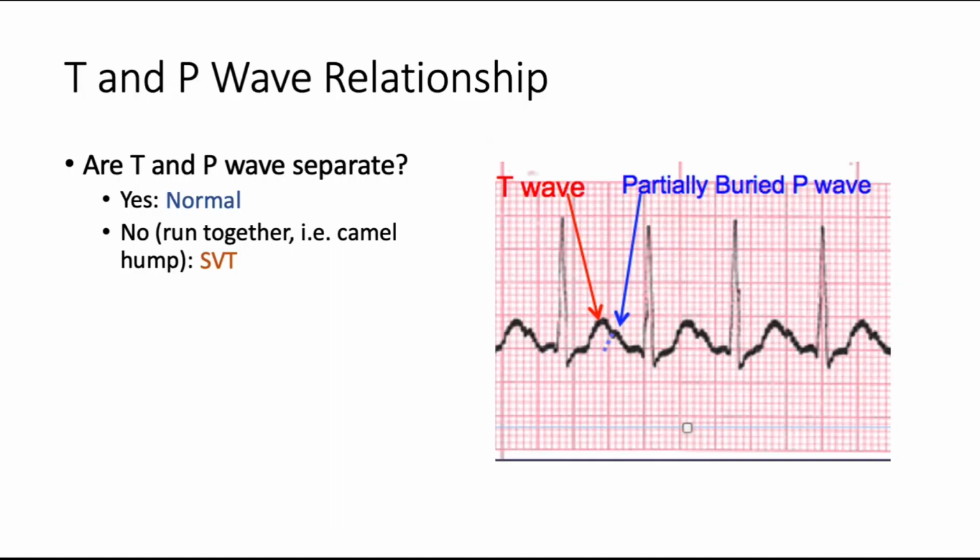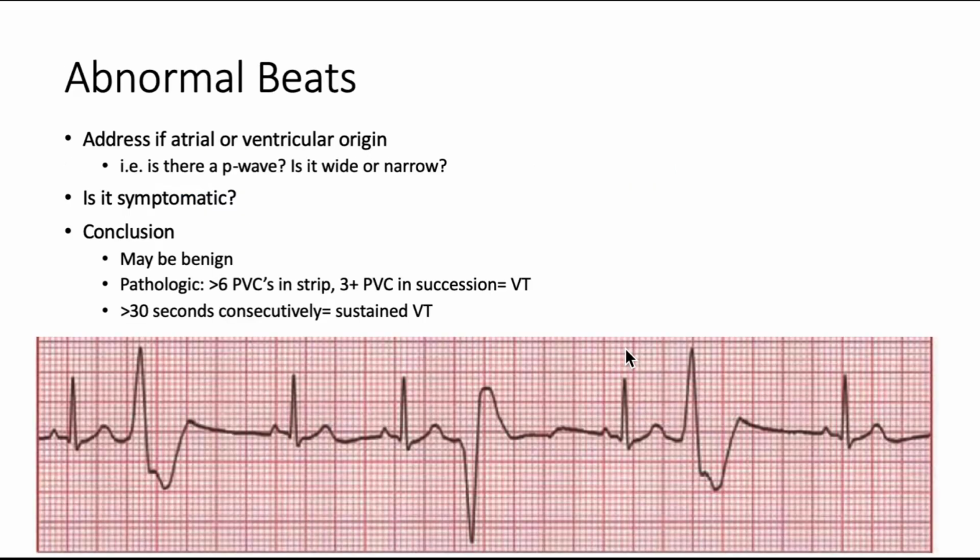The last thing that I'll say, and we've already touched on this, is make sure that the T wave and the P wave are separate. You want to look at their relationship to one another and determine, are they running together for one reason or another. Usually that little camel hump that we talked about, that buried P wave within the T wave, is going to be something like SVT.